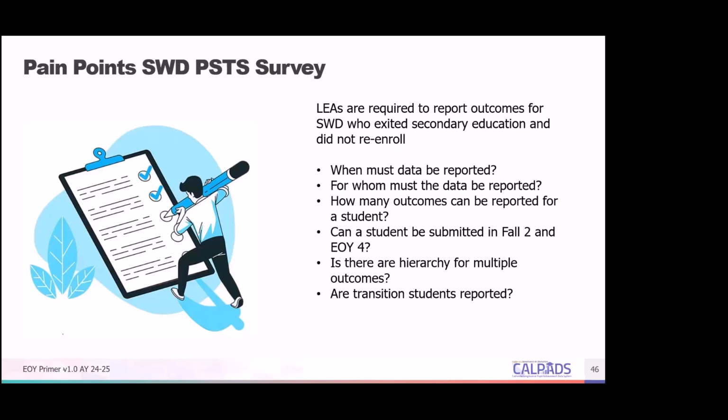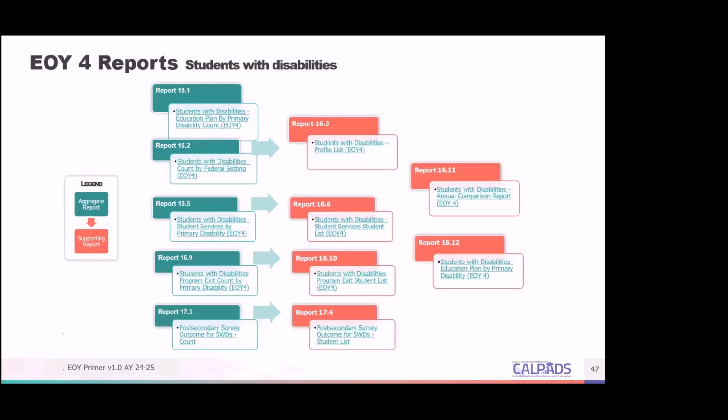All right, that concludes our discussion of specific file types and data elements that are submitted in end of year 4. Let's now take a look at our end of year 4 reports. For end of year 4, there are 5 aggregate reports, and they are shown on the left in blue or green, teal, something like that. And there are also multiple supporting reports that provide more specific counts and detailed lists of students who are counted in the aggregate reports. And again, your aggregate reports must be reviewed and approved.